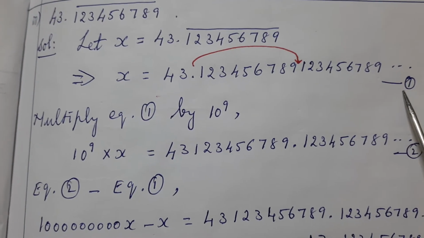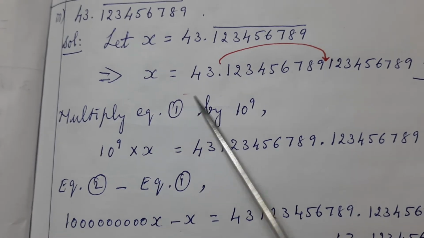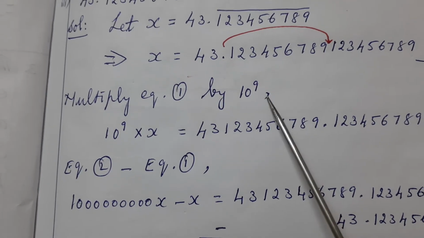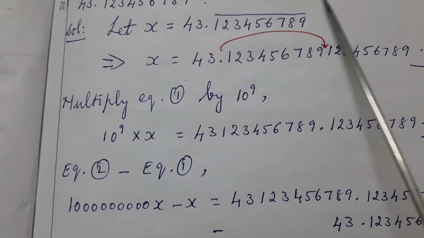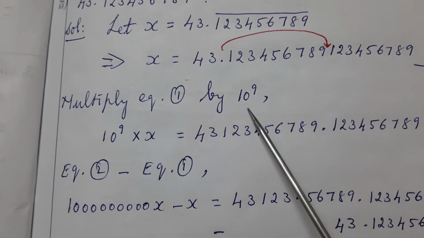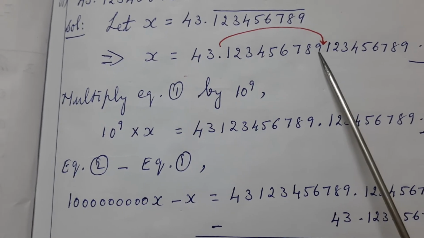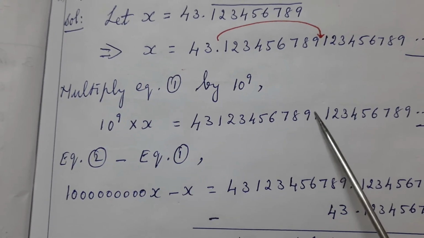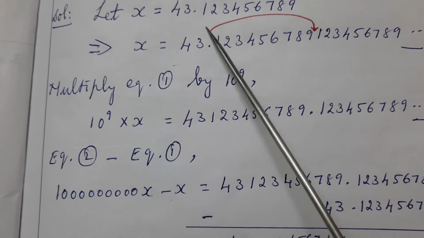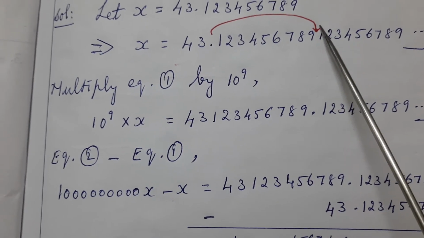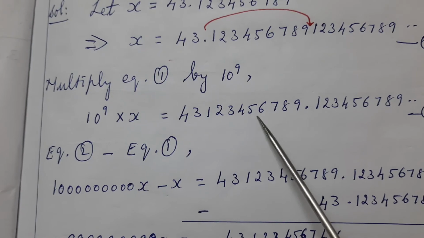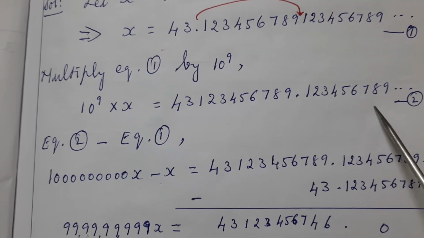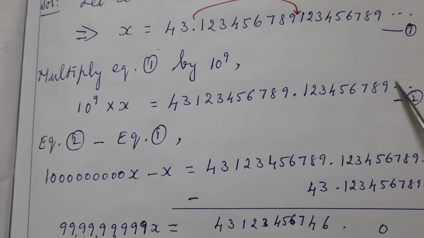Now how many numbers are repeating? 3, 6, 9. The number of digits repeating is 9, so I am multiplying by 10 to the power 9 on both sides of this equation. So 10 power 9 into x is equal to, the whole thing into 10 power 9 means the decimal point will move towards your right after 9 digits. So it becomes 43123456789.123456789. Now this is the second equation.